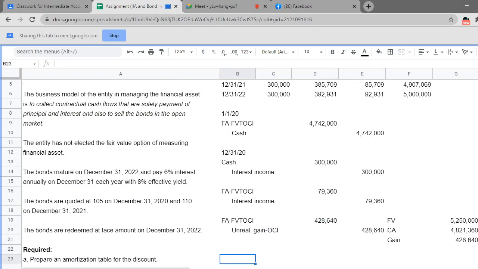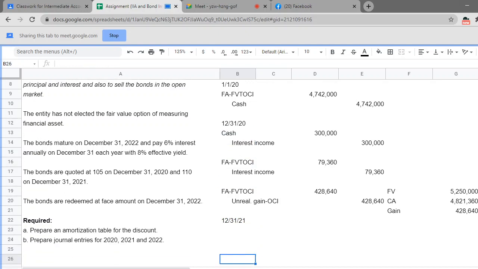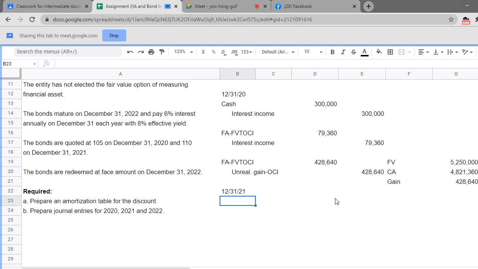Okay. Next. Our next entry will, I guess, be on December 31, 2021. We don't have to reverse anything on January 1 because that was not accrued. So, December 31, 2021, again, we receive cash in the same amount, 300.